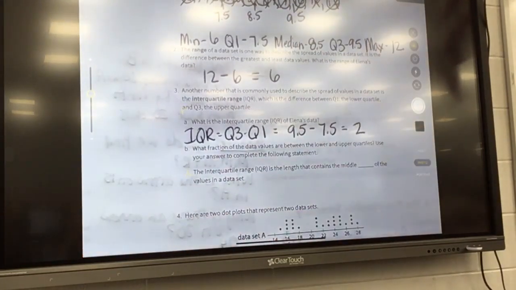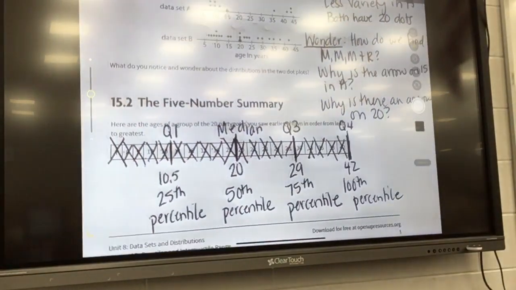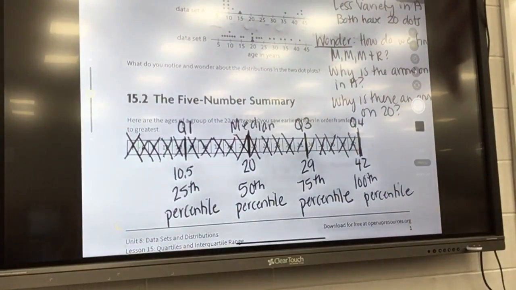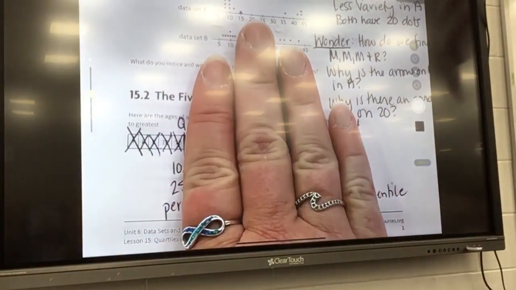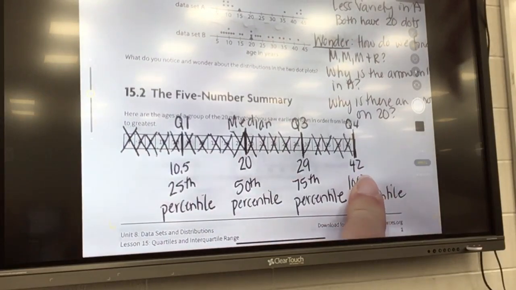Alright, so it says, what fraction of the data values are between the lower and the upper quartile? So this is where it does get a little bit tricky. It says use your answer to complete the following statement. The interquartile range is the length that contains the middle blank of the values in the data set. So I want you all to go back to that first page. In this data set that we broke up and talked about, remember, how much is each one of these sections? 25%, right? So it's 25 plus 25 plus 25 plus 25 equals 100.